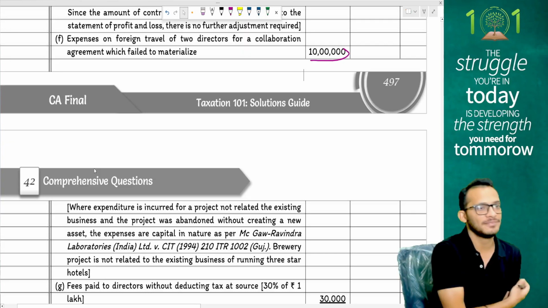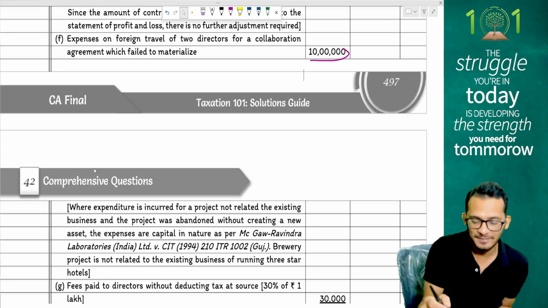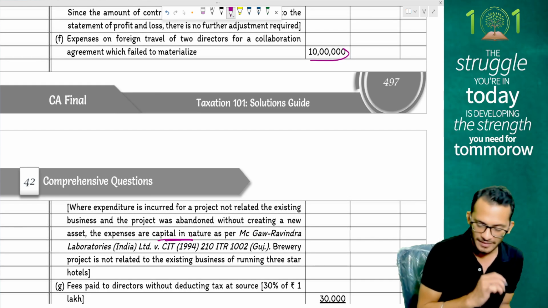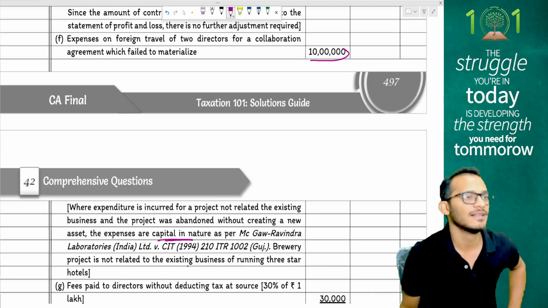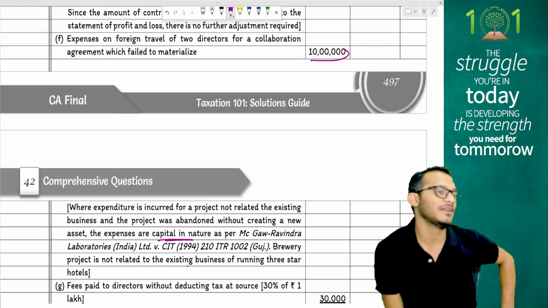They've used McGraw. Now they've said expenditure is incurred for a project not relating to existing business. Project was abandoned without creating an asset. Expenditure is capital in nature. Brewery project is not related to existing business. I don't know how it works. Yes, weird ways can be operated.